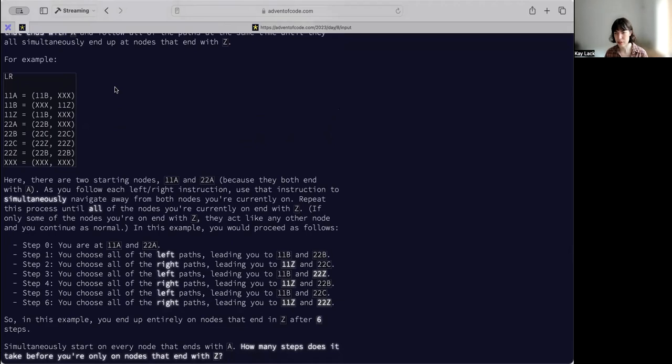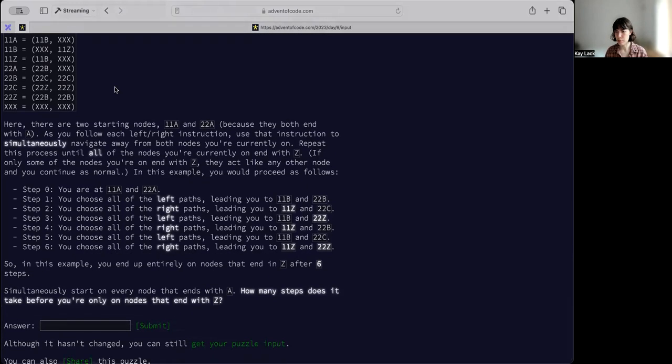here there are 2 starting nodes, 11A and 22A, because they both end with A. As you follow each left-right instruction, use that instruction to simultaneously navigate away from both nodes you're currently on. Repeat this process until all of the nodes you're currently on end with Z. If only some of the nodes you're on end with Z, they act like any other node and you continue as normal. In this example, you'll proceed as follows.